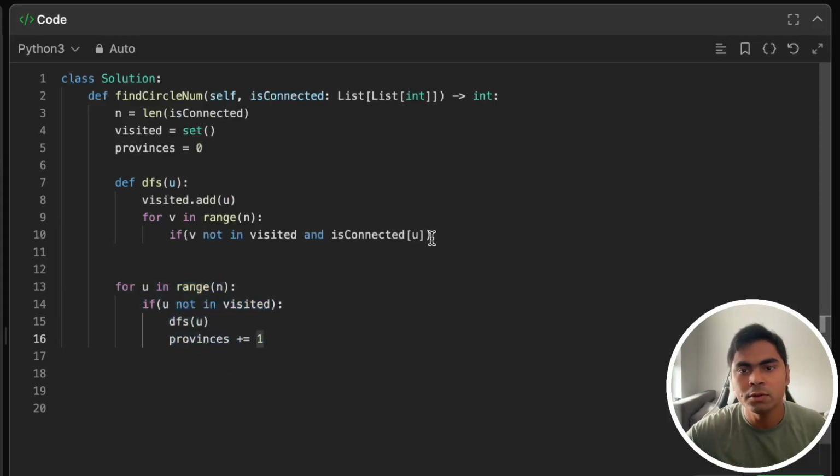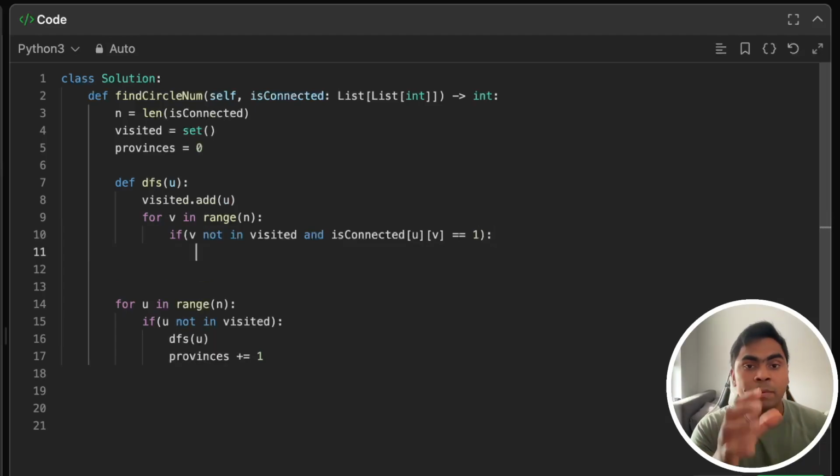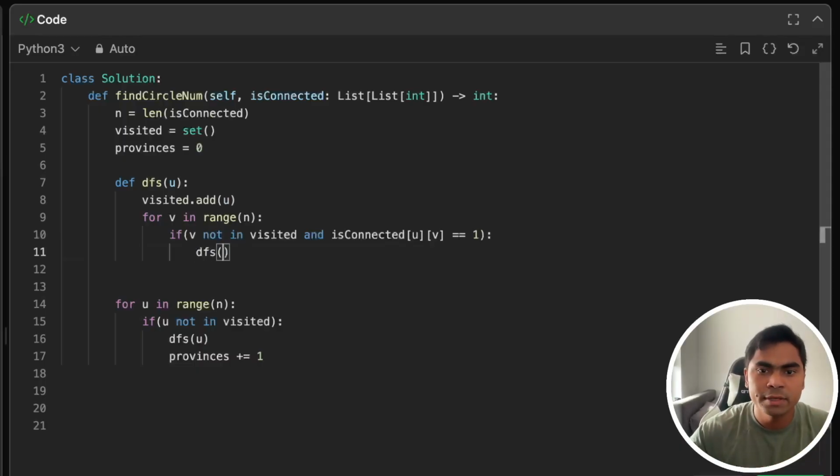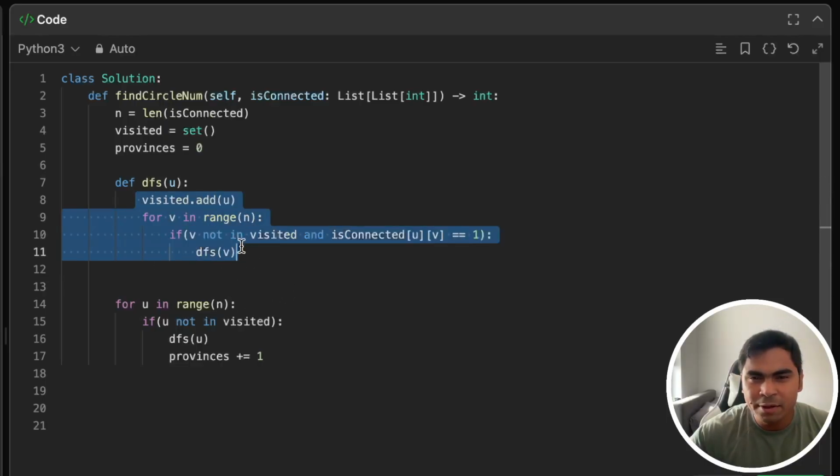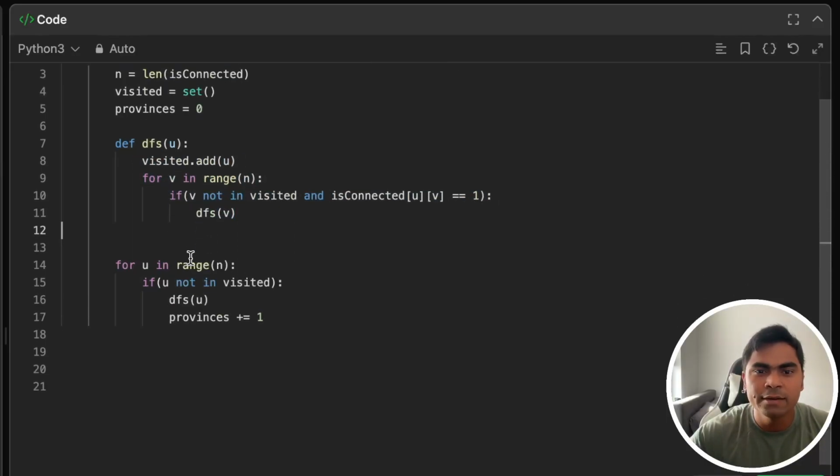So for this U, in my is connected grid, if the position U and V equals 1, that means they are connected. These two nodes are connected. That means they are part of this one province, or one connected component. So that's why I will go ahead and visit everything in V as well, and not just V, all the neighbors of V as well. So I'll call DFS on V, and I think that will be it for our DFS.